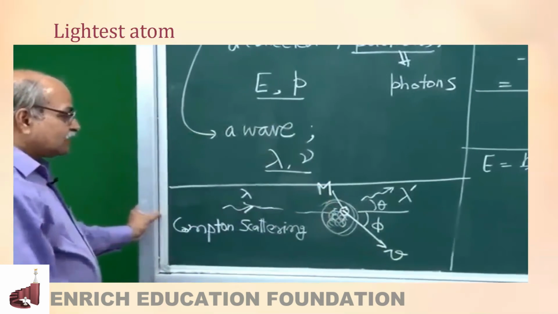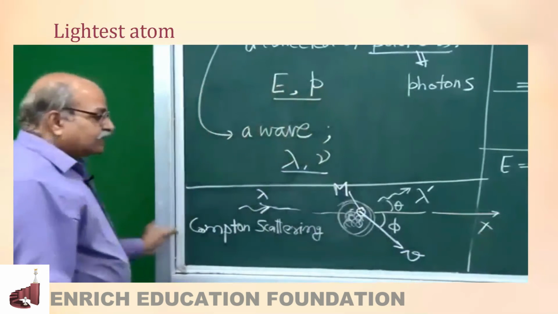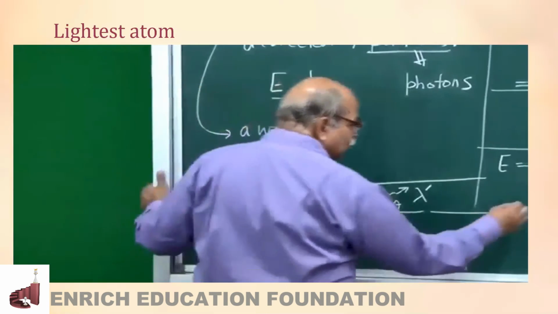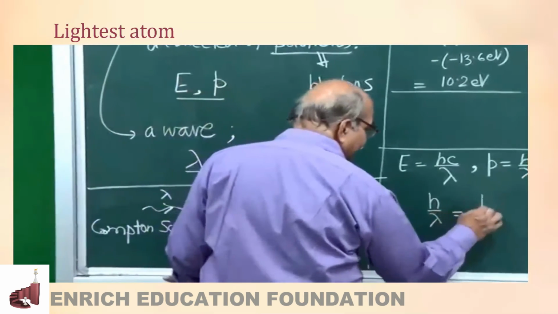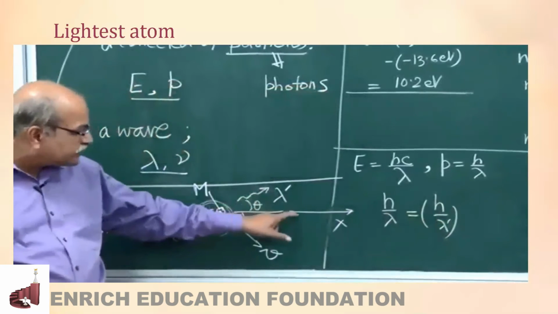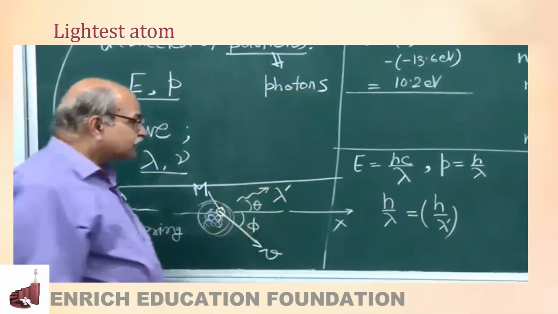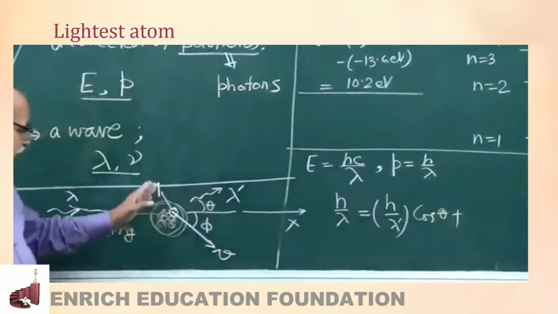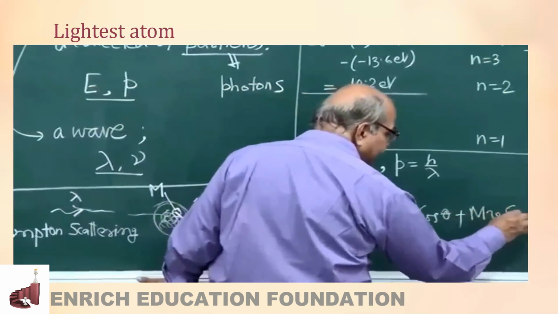Then you can write linear momentum conservation in this direction, the x direction. The linear momentum conservation will tell you this initial linear momentum is h over lambda, and this is equal to h over lambda prime, I am talking of this momentum in the x direction, so the x component, h over lambda prime is the momentum, and then cos theta, plus m into v into cos phi.